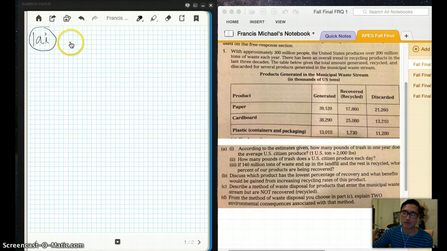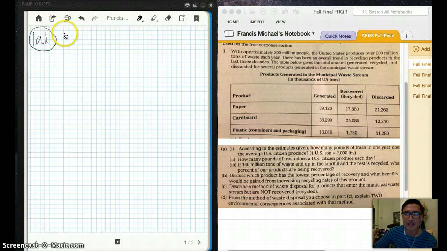Okay, so part A1 for question number 1, we're dealing with 300 million US citizens and we're producing 200 million tons of waste each year. A1 is asking, according to the estimates given, how many pounds of trash in 1 year does the average US citizen produce? Now remember, here it's asking for pounds. The information up here is saying 200 million tons of waste, okay? So we have to be a little careful for that. We have to actually do some conversion.